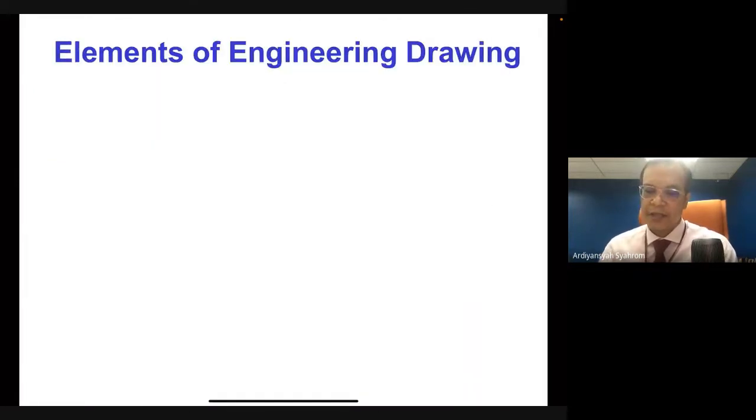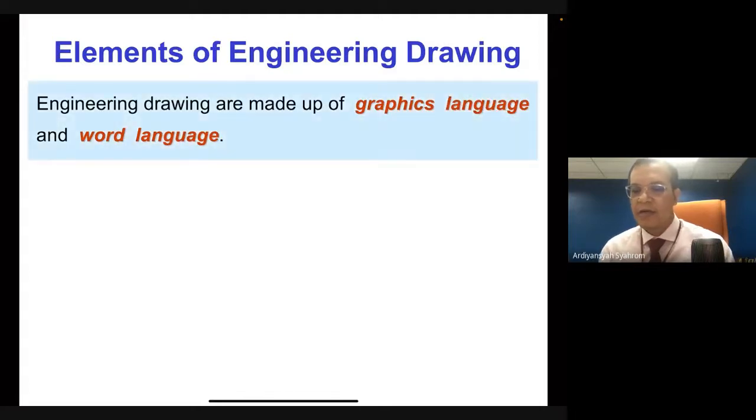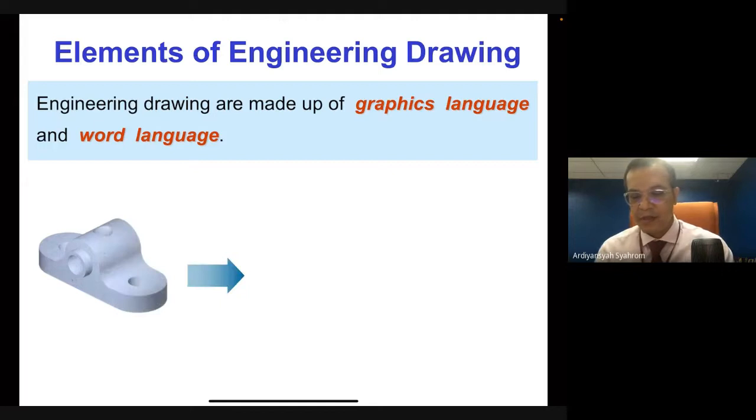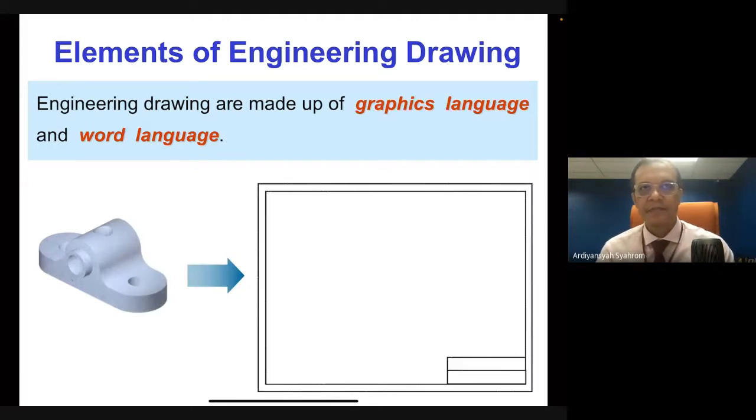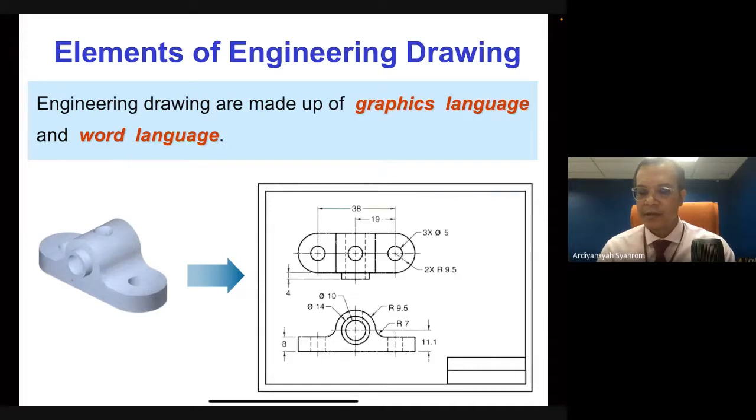Elements of engineering drawings. Engineering drawings are made of graphic language and words language. There are two elements, and when you join them, it becomes engineering drawing. Yeah, that is the model, the object.